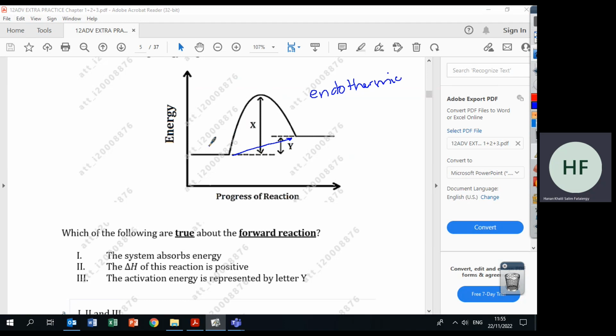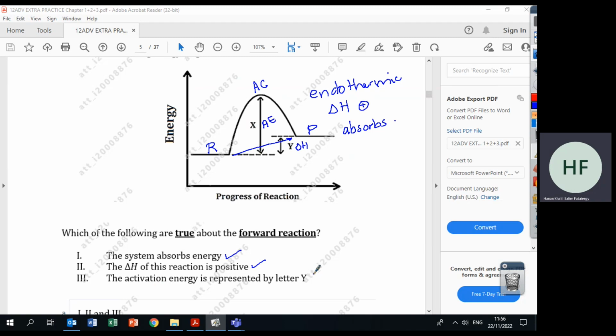If I ask you to label this graph, we put here reactants, and we put here activated complex, and we put here products. Now this one is the AE, activation energy, and the distance from the reactants to the products is delta H. Now for an endothermic reaction, who has more energy, products or reactants? Of course products. Now the delta H is positive or negative? It will be positive. Does it absorb heat or release heat? It absorbs heat. So the system absorbs energy, true.